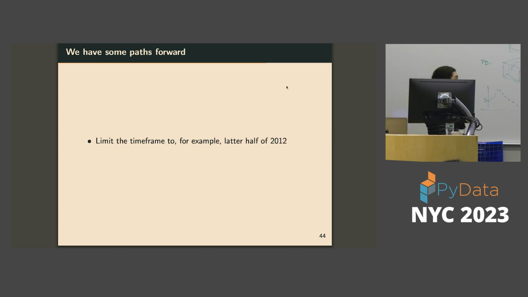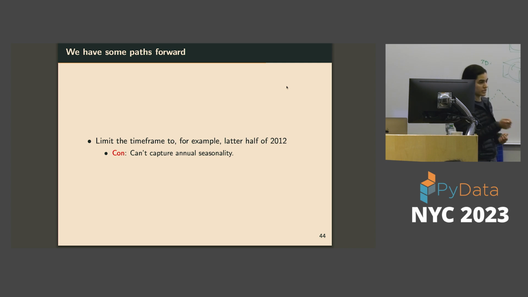Another path forward is let's limit the time frame. There's the first half of 2012 where we're onboarding, but in the latter half of 2012, we have a good fraction of our houses there. So why don't we just chop the data and look at the latter half of 2012, for example. The limitation is going to be one of the themes that come up with these solutions. The negative there is that you can't capture annual seasonality.